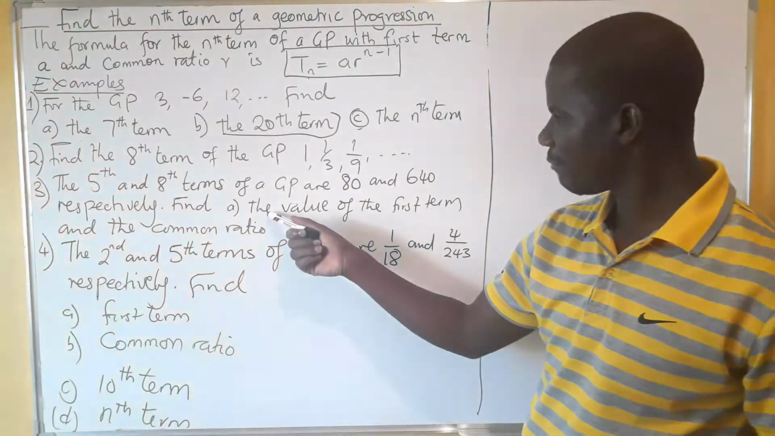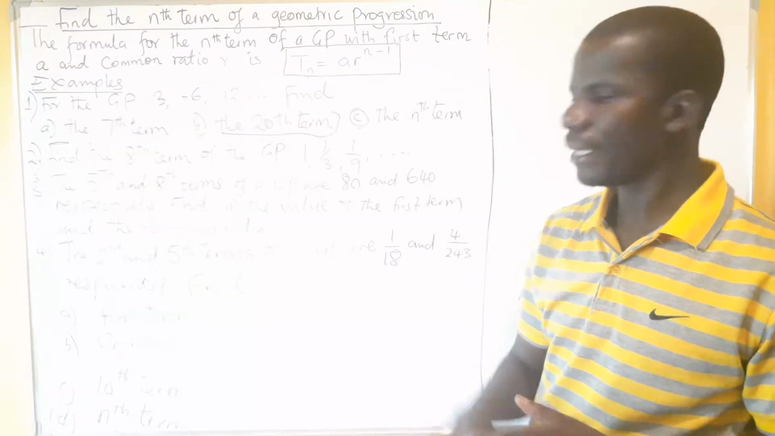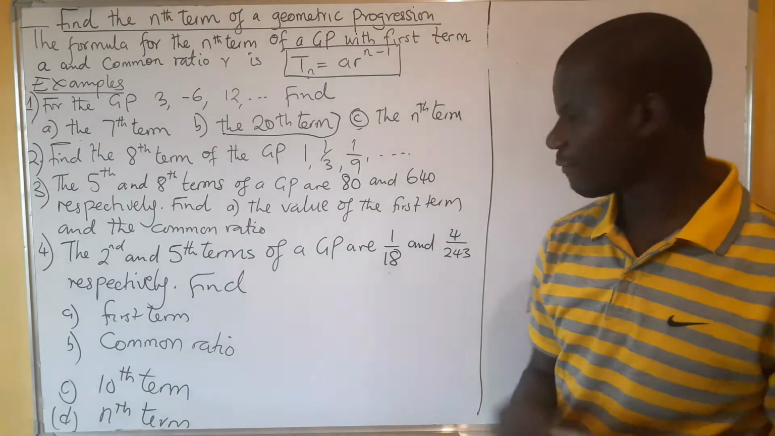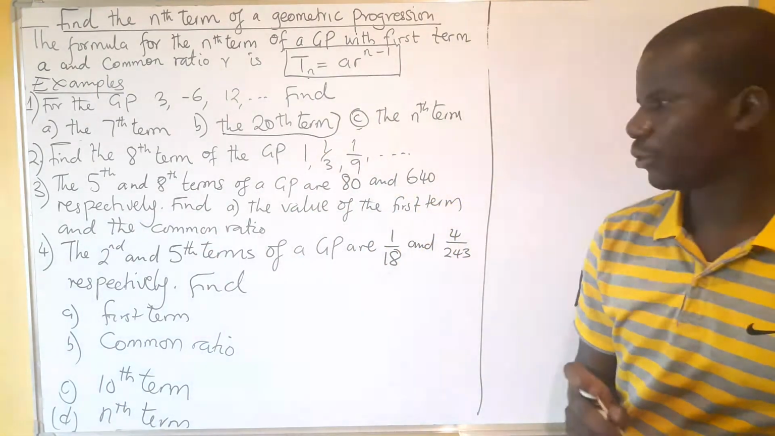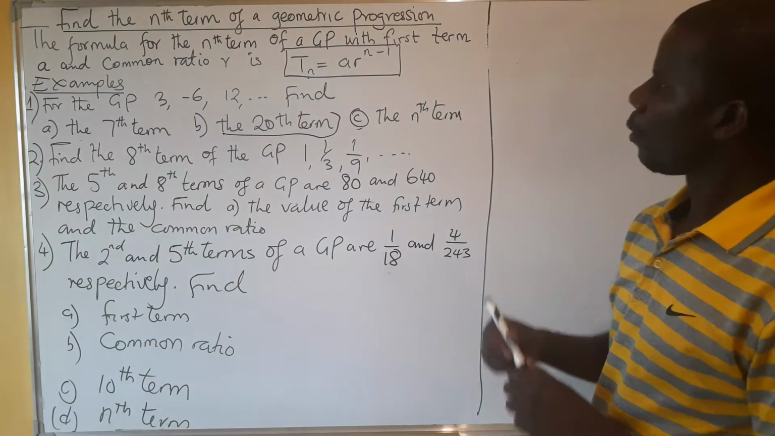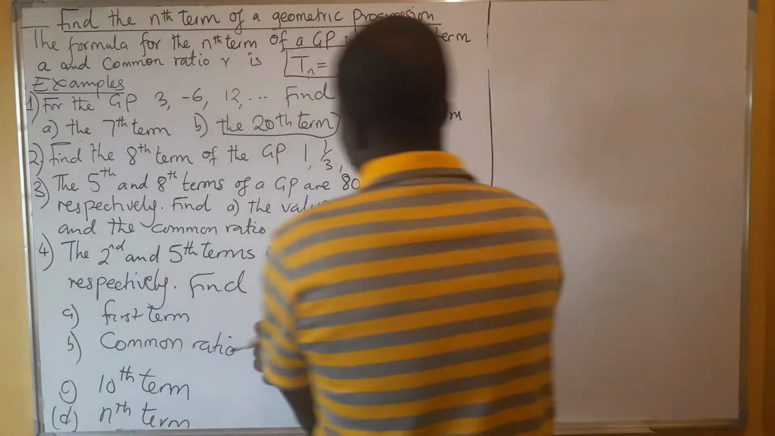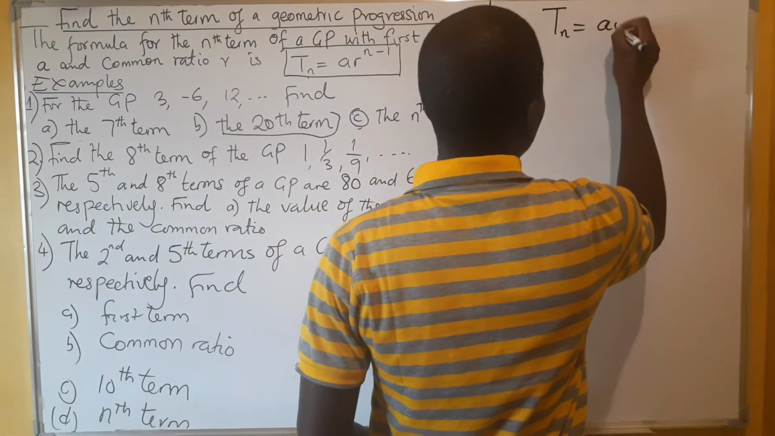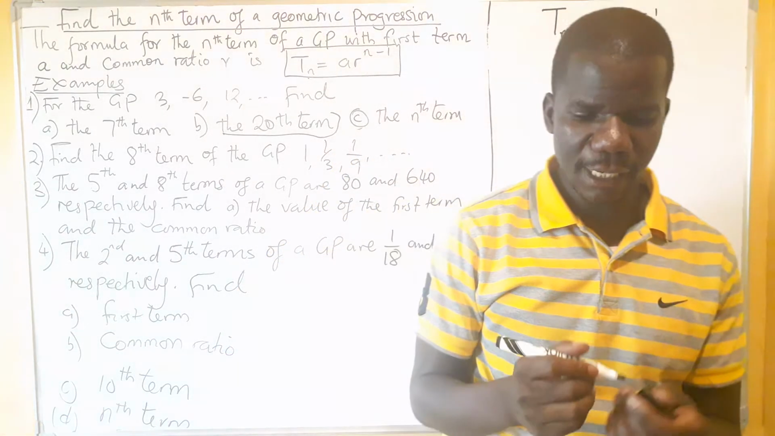So we want to find the value of A and the value of R. A is the first term, R is the common ratio. In other words, we want to find the first term and the common ratio. What are we supposed to do? We are coming from this same formula. So this is what we are expected to do. So we are going to say Tn is equal to, please follow me. This is the general formula for the nth term.